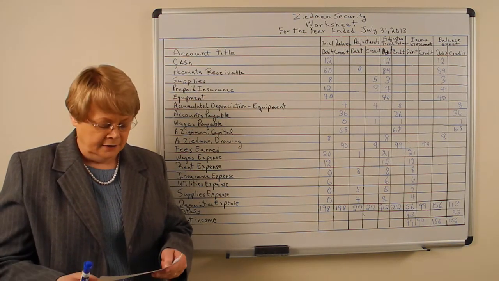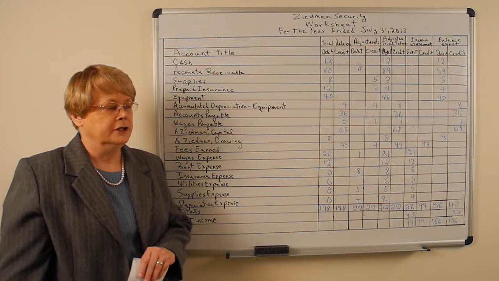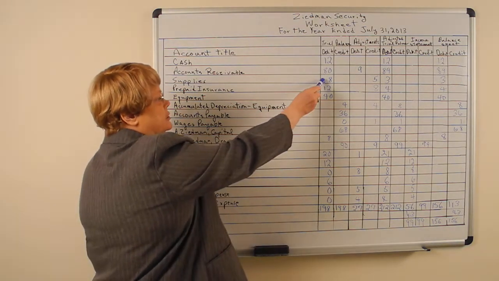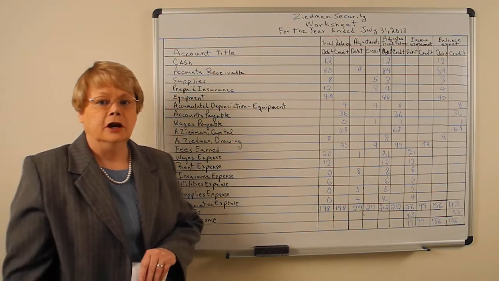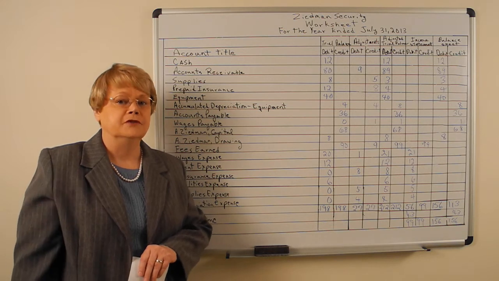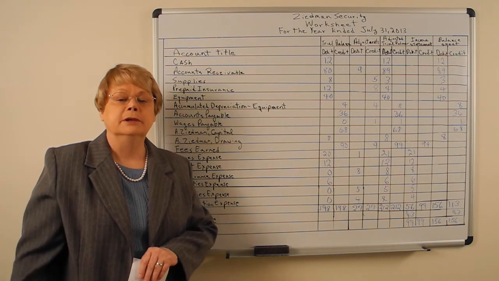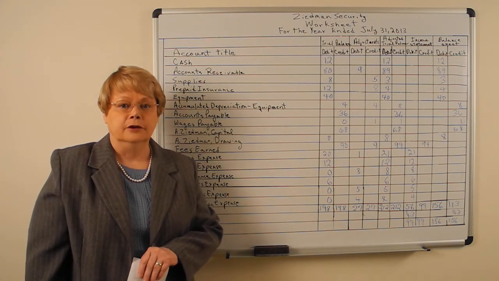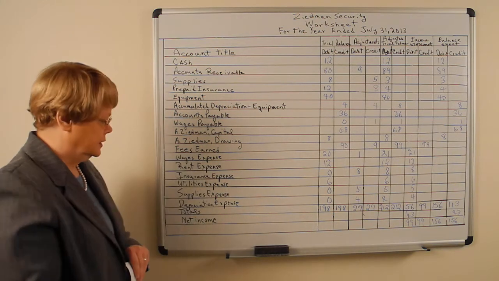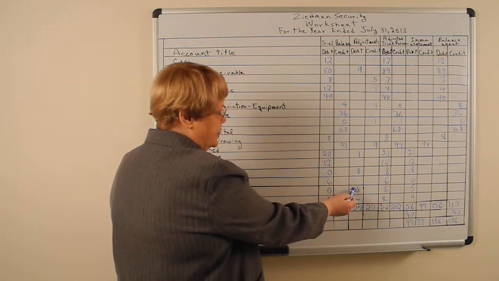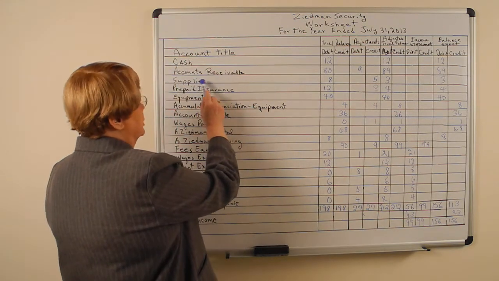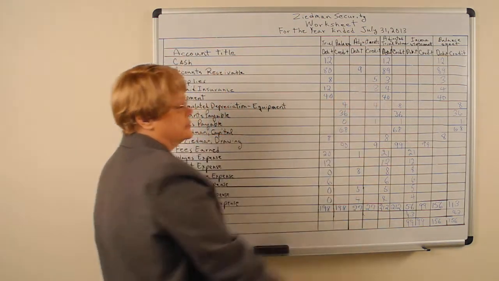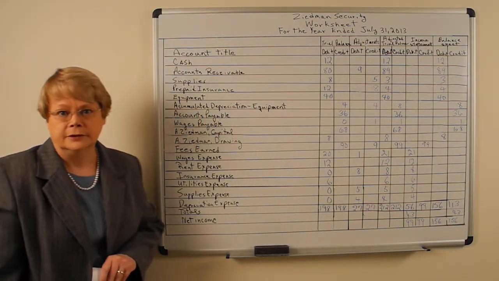Okay. The second one, supplies on hand, $3. We see that we have $8 in supplies. If we have $3 on hand, then we know that we've used $5. So our entry would be a debit to supplies expense and a credit to supplies of $5. So let's look at supplies expense, debit $5, supplies, credit $5. Okay, so that's the second entry.